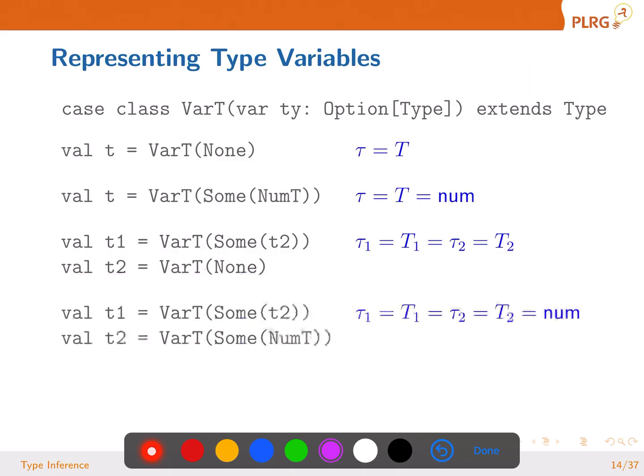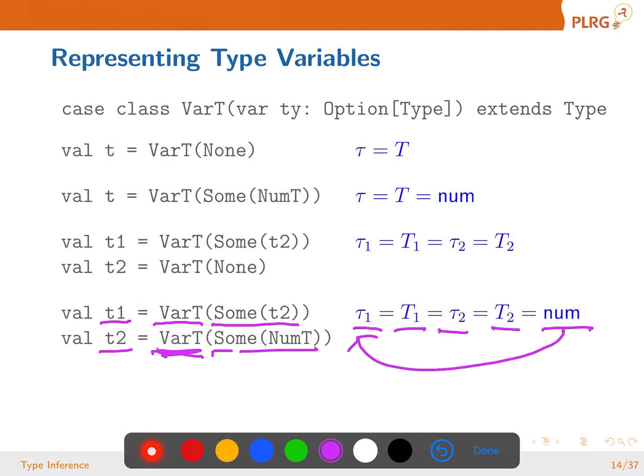Okay, last example in this slide. Tau1 is some type variable T1, which should be the same as tau2. Just the same, right? Tau1 is T1, which should be the same as tau2. Then what is tau2? Tau2 is again some type variable T2, but this time it has some information saying that it should be num-T. Num-T, meaning all the types are num-T. Okay, are you with me?